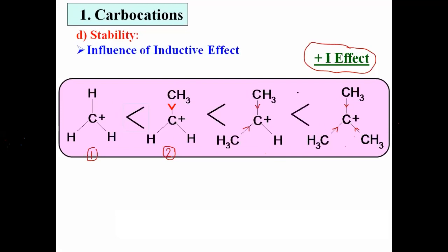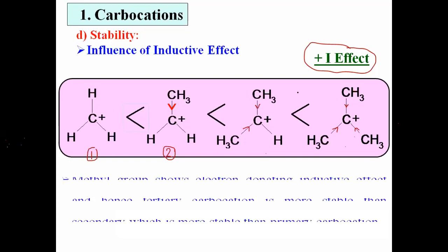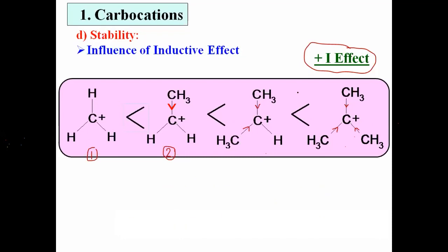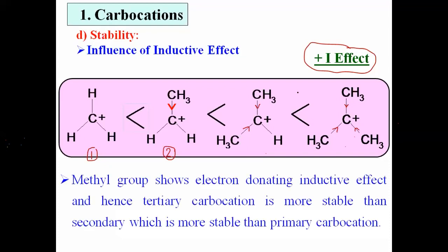Hence here tertiary carbocation is more stable than secondary, and that is more stable than primary, and that is more stable than methyl carbocation. This is just the influence of inductive effect on the stability of carbocation. Okay, now what should be the statement? Yes, here methyl group shows electron donating inductive effect, and hence tertiary carbocation is more stable than secondary, which is more stable than primary carbocation.